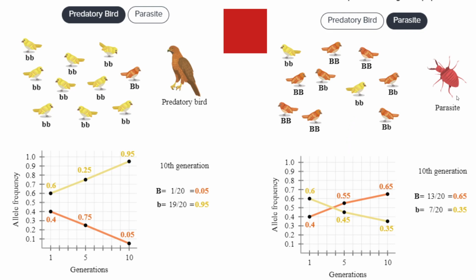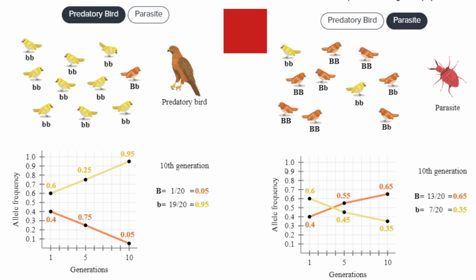Now, let's say we have a parasite that for whatever reason more likely kills or attacks these yellow birds. We see the opposite, where we see a decrease in the alleles for yellow, the little b alleles, versus the brown. So we'll see an increase in the brown birds and a decrease in the yellow birds.